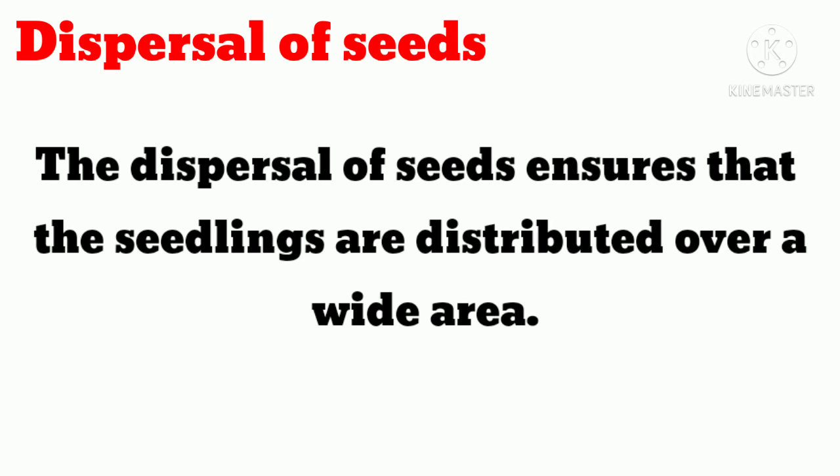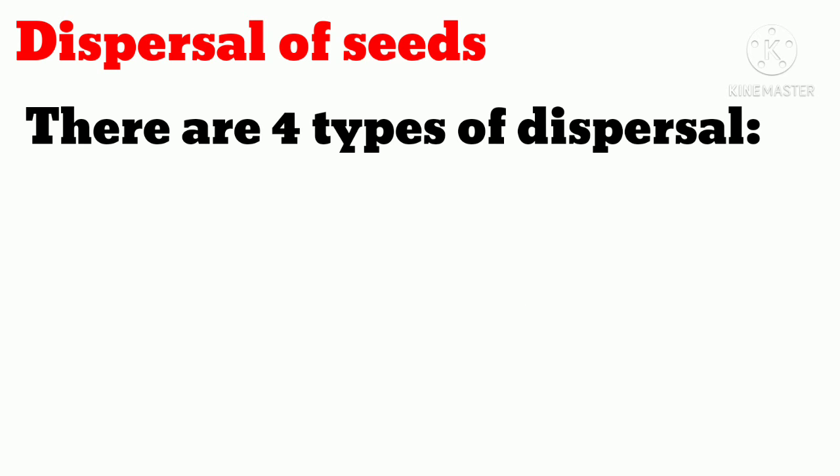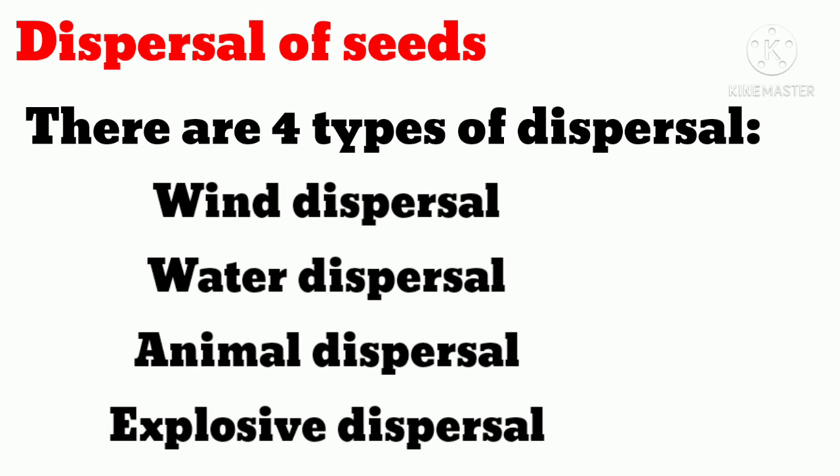Now let us discuss dispersal of seeds. Dispersal of seeds is the spreading of seeds. The dispersal of seeds ensures that the seedlings are distributed over a wide area. There are four types of dispersal. They are wind dispersal, water dispersal, animal dispersal and explosive dispersal.